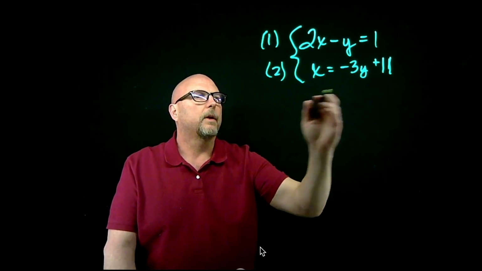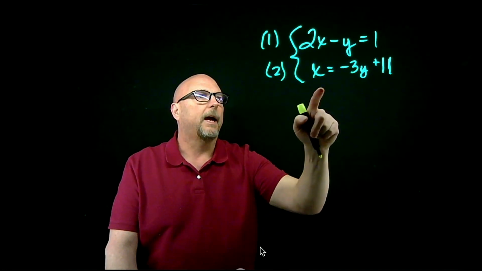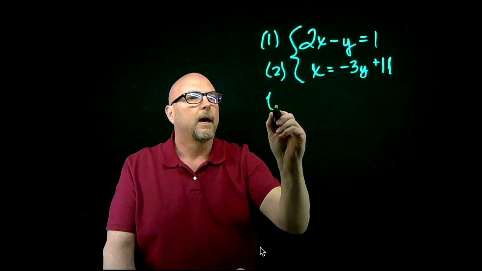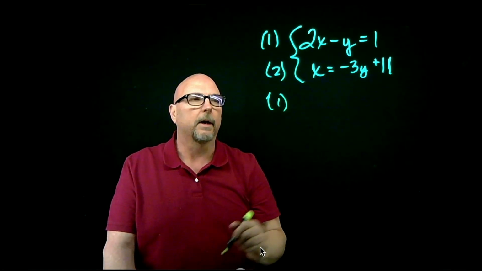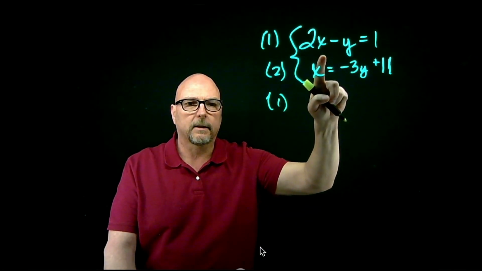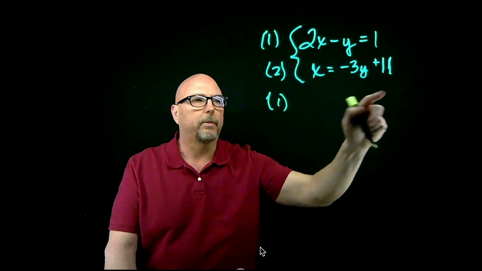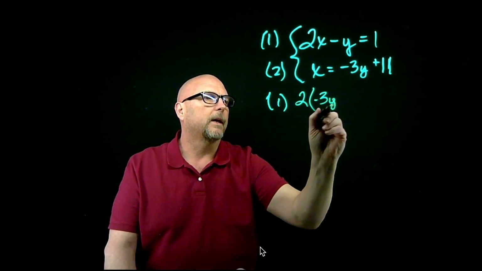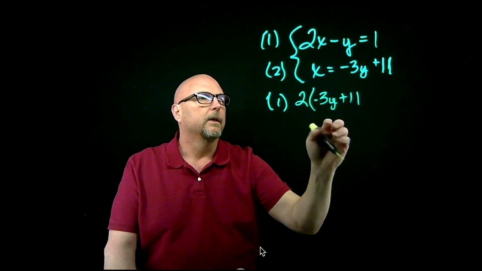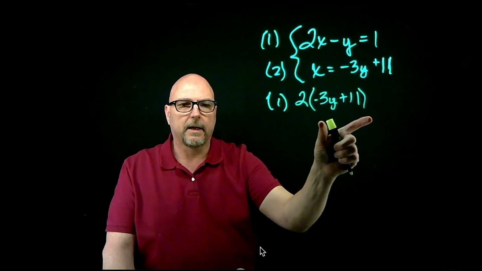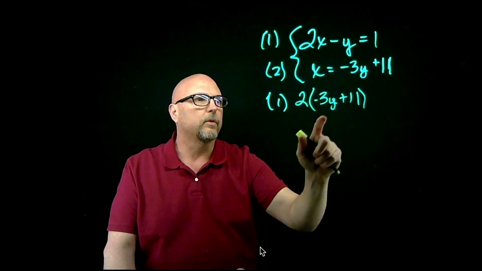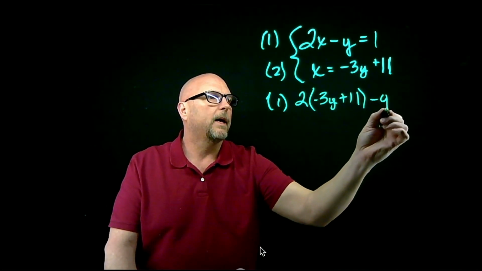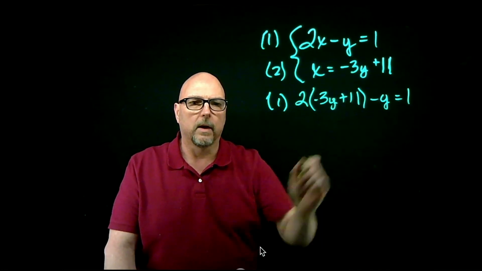So I'm going to use equation 2, x equals negative 3y plus 11, and I'm going to go to equation 1, and everywhere I see an x, I'm going to put negative 3y plus 11. So let's do that first. 2 times negative 3y plus 11. Make sure you put parentheses around that so that you know you need to distribute this 2 on both of these terms. Then we have minus y, and that is equal to 1.